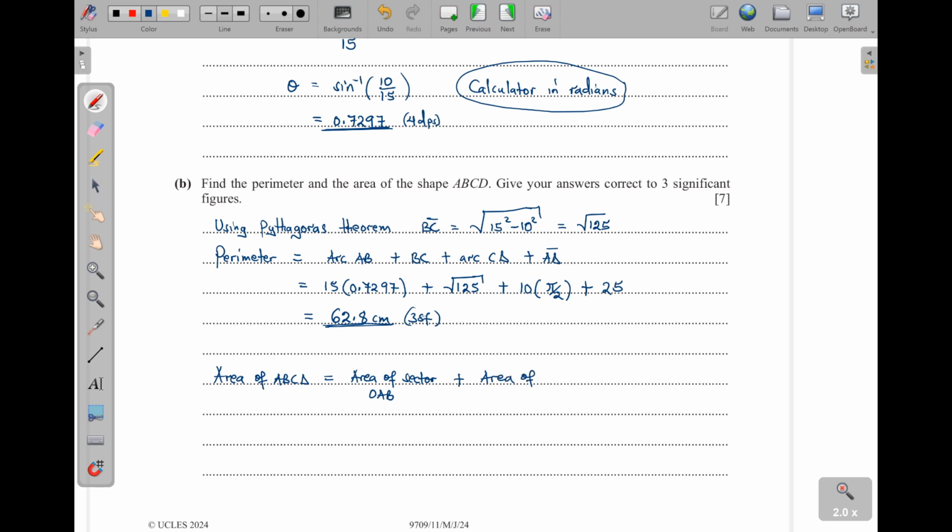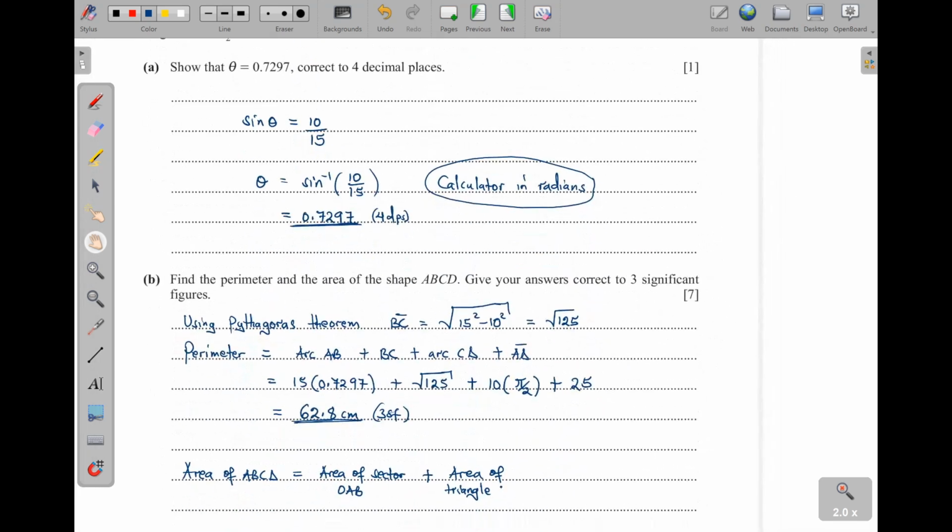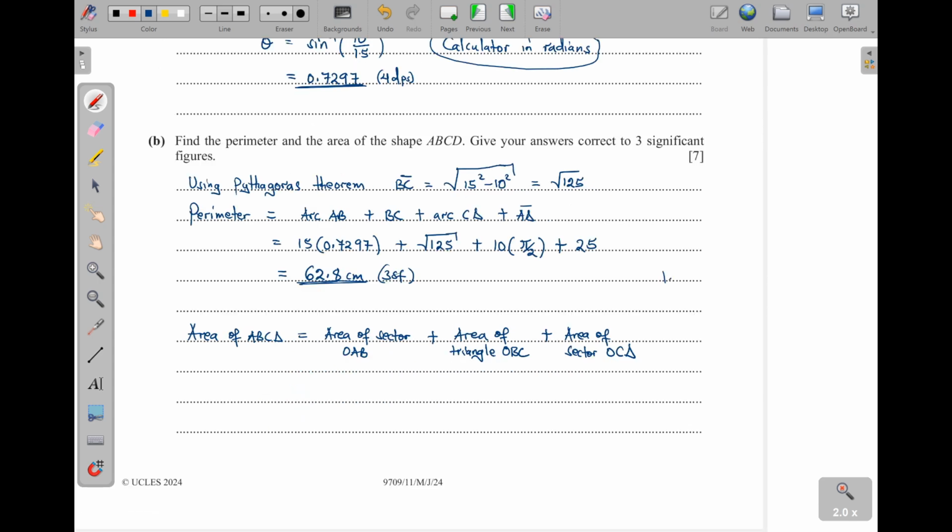of triangle, the triangle is what? OBC, then plus area of sector OCD. Area of a sector is a half r squared theta, right?